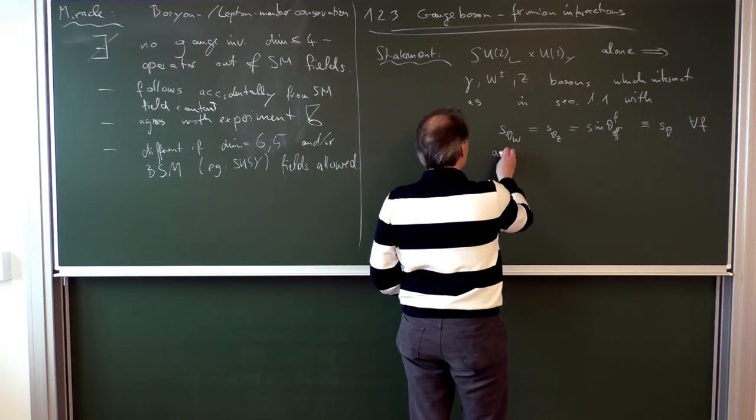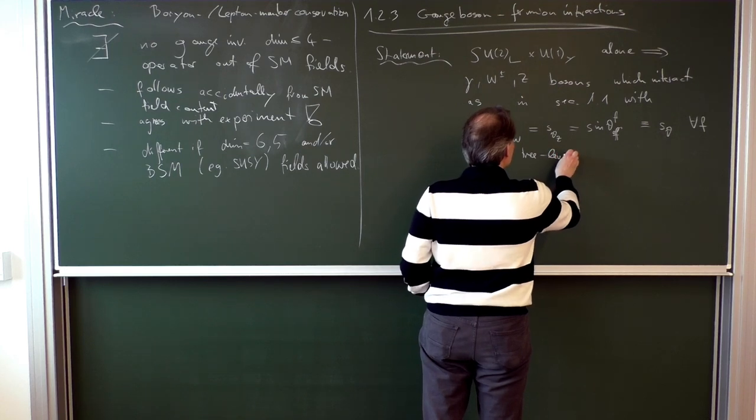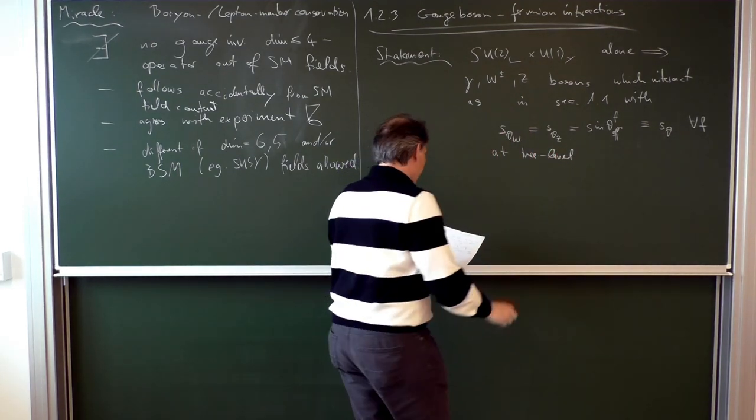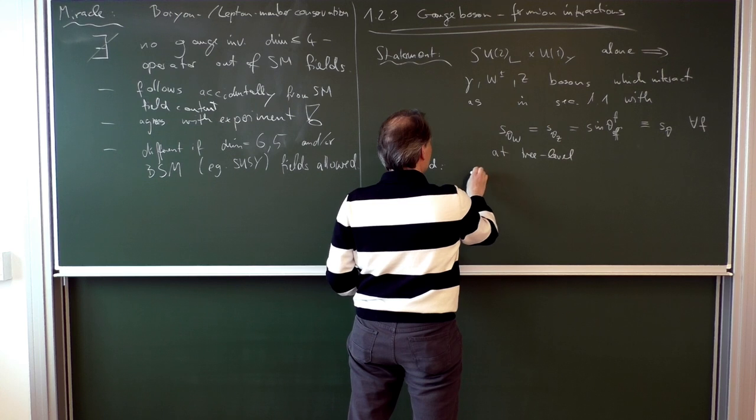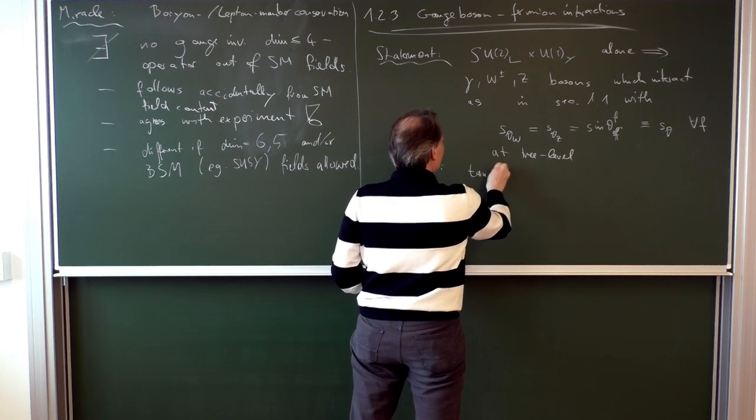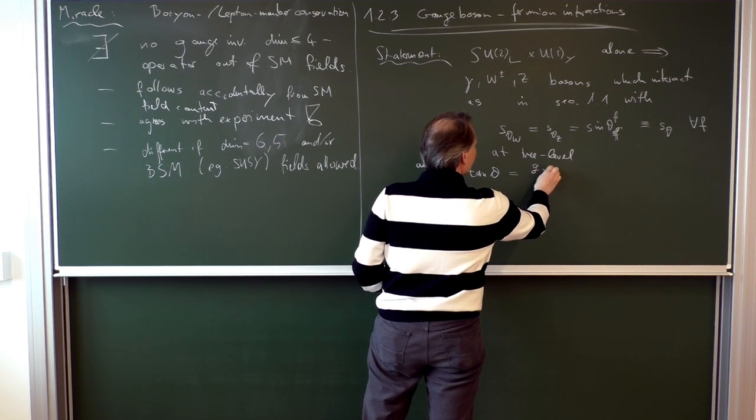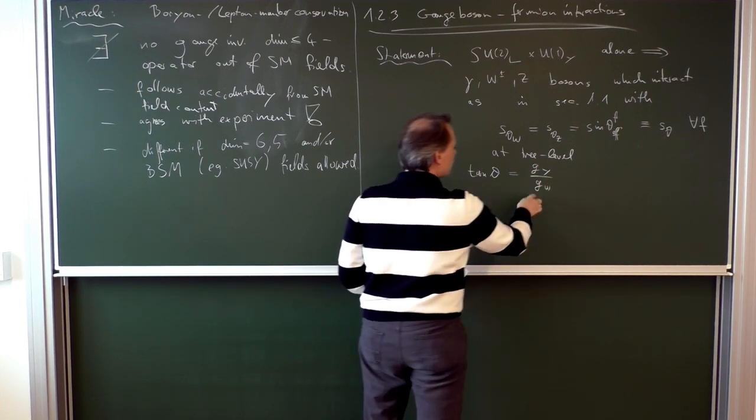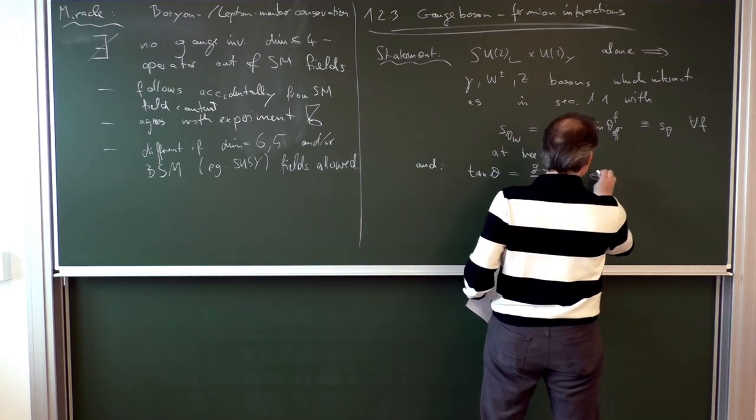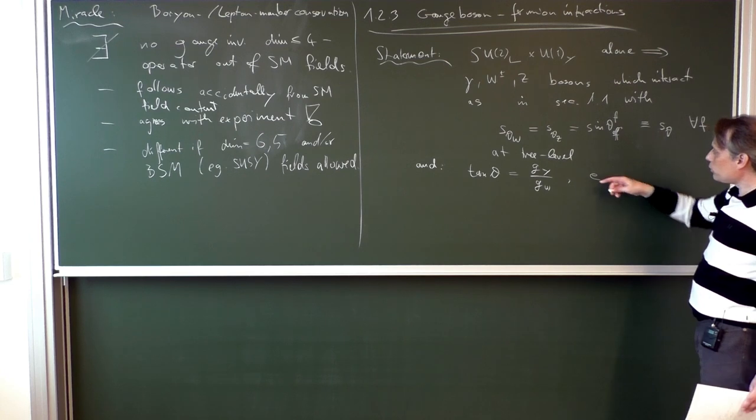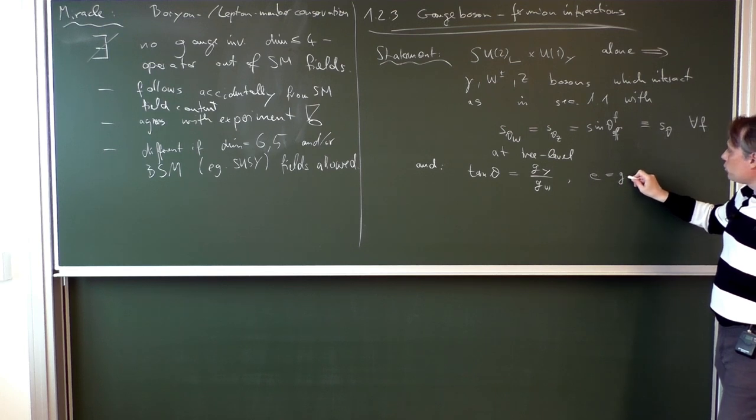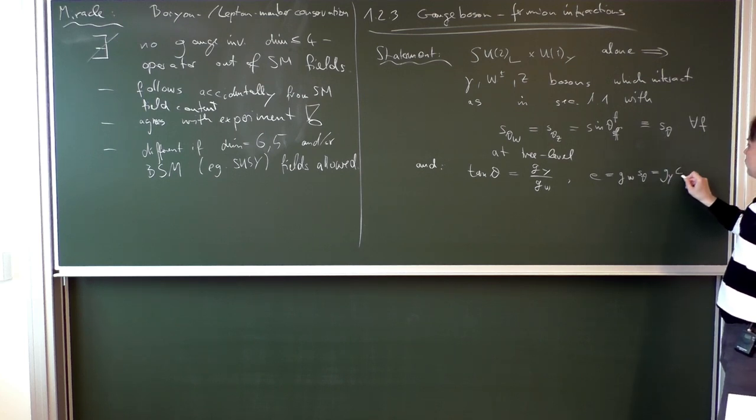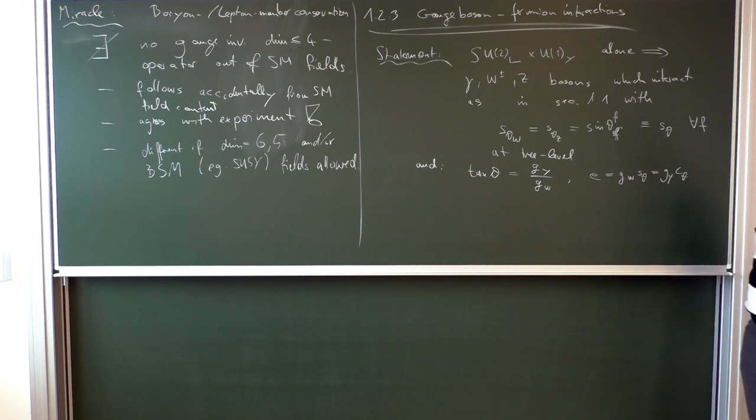So we have a universality, and that is true at tree level. Remember, we are in a section on tree level results. And in addition, we have some relationships, namely the tangent of this angle theta is given by the ratio of the two gauge couplings, gY divided by gW. And the electric charge e, which appears in the photon and all the other interactions, is related as gW times sine theta, and that is also the same as gY times cosine theta, according to that formula.